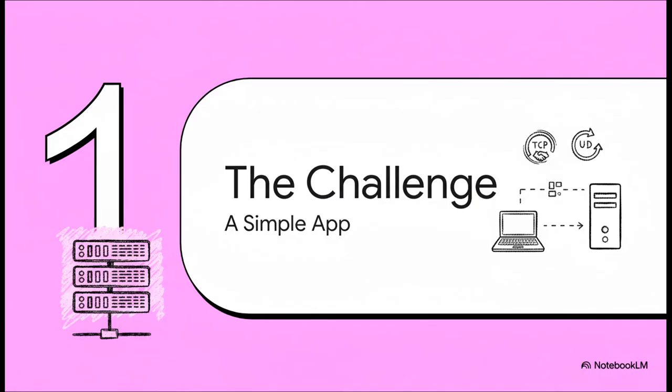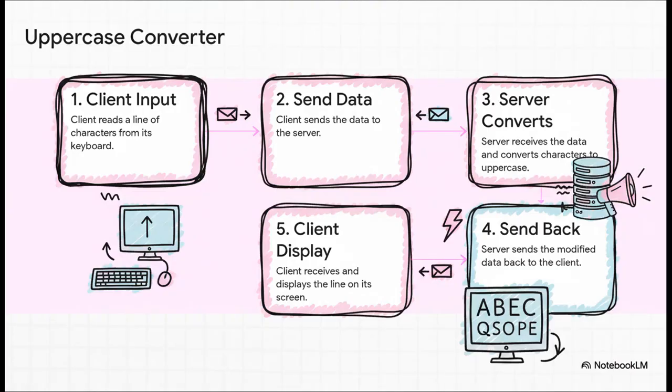Okay, to really get a feel for this, we're going to build a super simple client-server app. It's a classic example, but it's perfect for showing us exactly what's going on under the hood. So here's the plan. Our client app is going to take some text that you type in. Then it'll shoot that text over to a server. And the server's only job is to shout it back by converting it all to uppercase. The server sends it back and our client displays it.